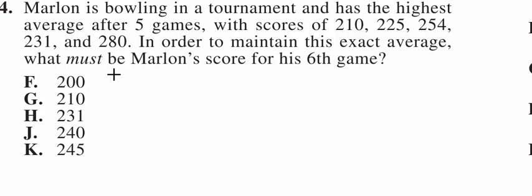Okay, Marlon is bowling in a tournament and has the highest average after 5 games, with scores of 210, 225, 254, 231, and 280. In order to maintain this exact average, what must Marlon's score be for his 6th game?